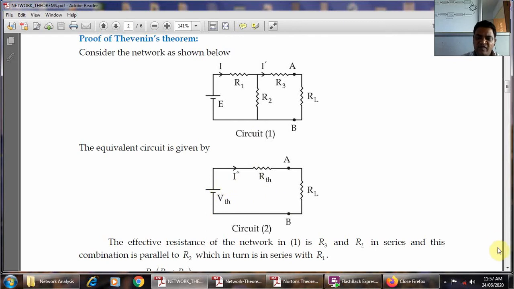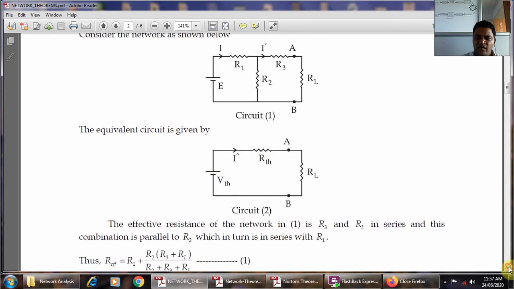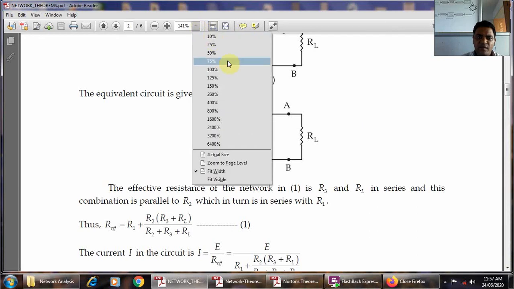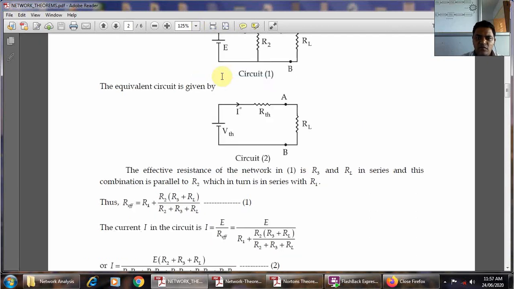The effective resistance of the network: R3 and RL are in series, and this combination is in parallel with R2, and this in turn is in series with R1. The effective resistance has to be calculated with the help of this example here.